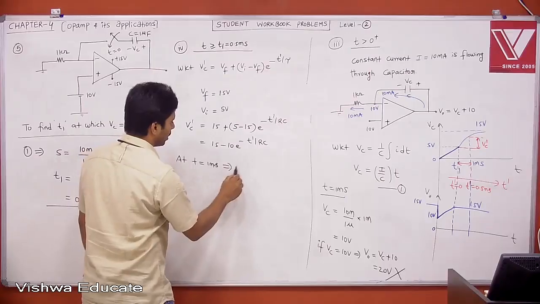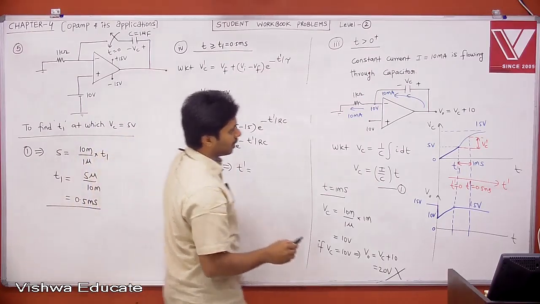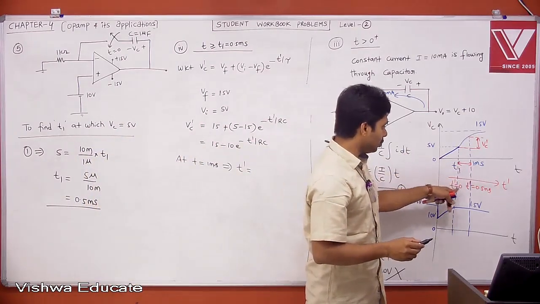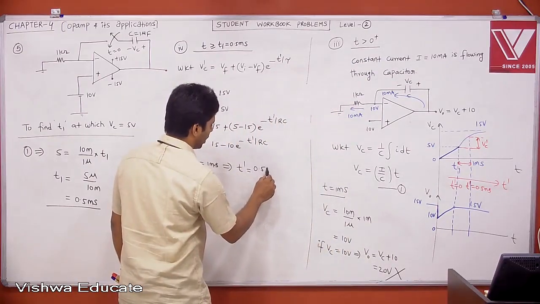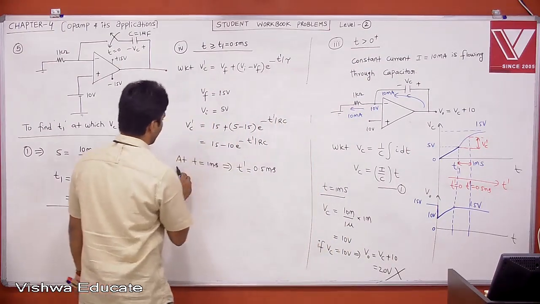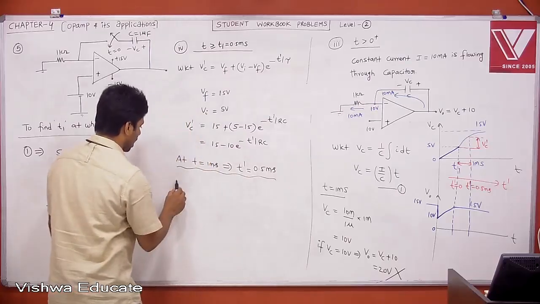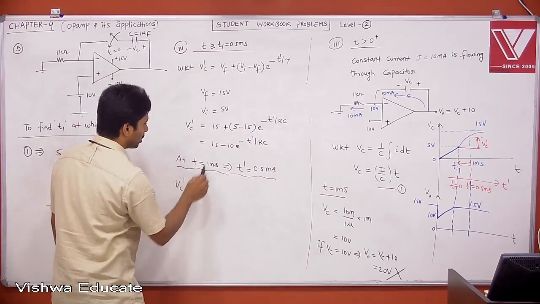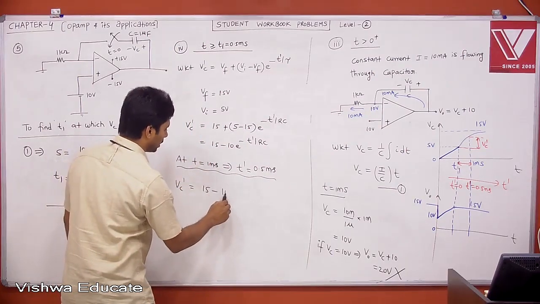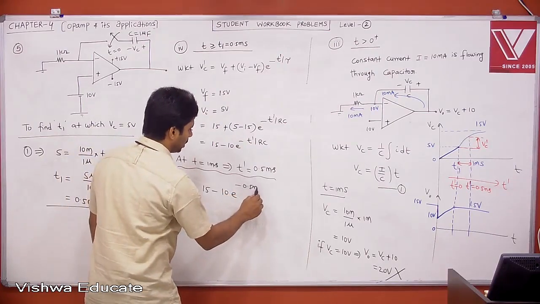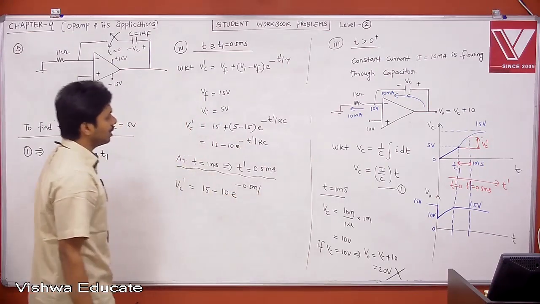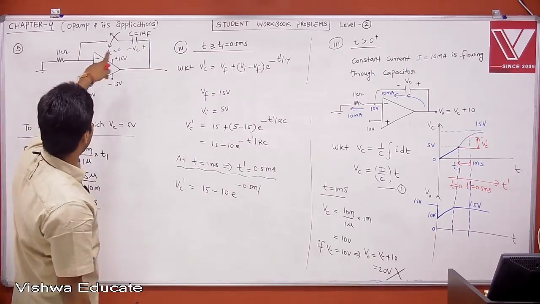The new time is nothing but, when I say actual time 1 millisecond, the new time axis is nothing but 0.5 millisecond. Therefore this is nothing but 0.5 millisecond, right? At this time, what is VC dash? VC dash is nothing but 15 minus 10 into e to the power of minus 0.5 milli divided by what is the RC value? R is nothing but 1K, C is 1 micro.